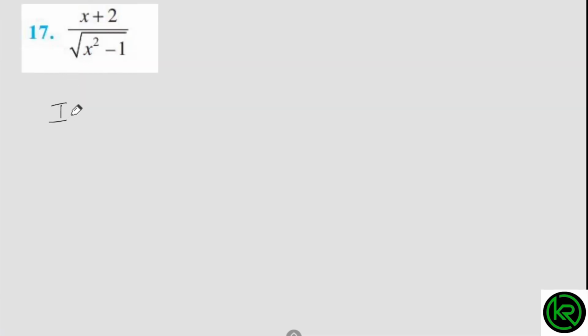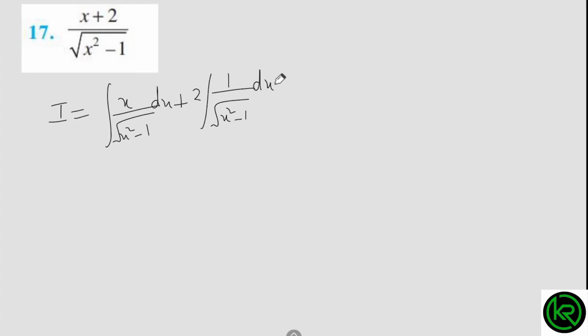Next question is also easy, students. We will distribute it. Okay, x upon under root x square minus 1 dx, and plus 2 we will take outside, and 1 upon under root x square minus 1 dx. We have distributed this denominator to each term of the numerator. Okay, this will go with this also and this also.